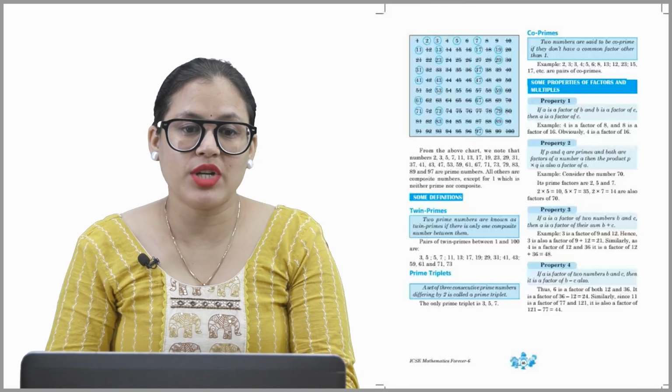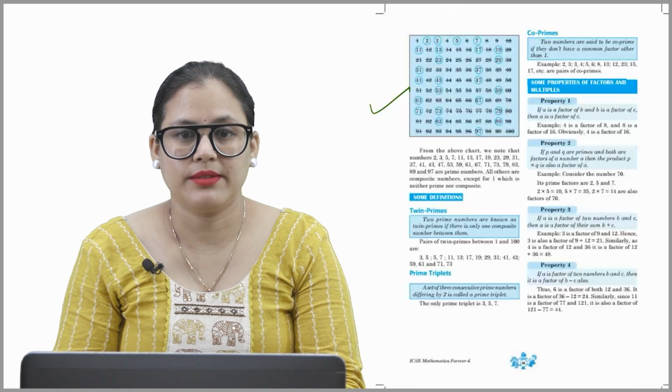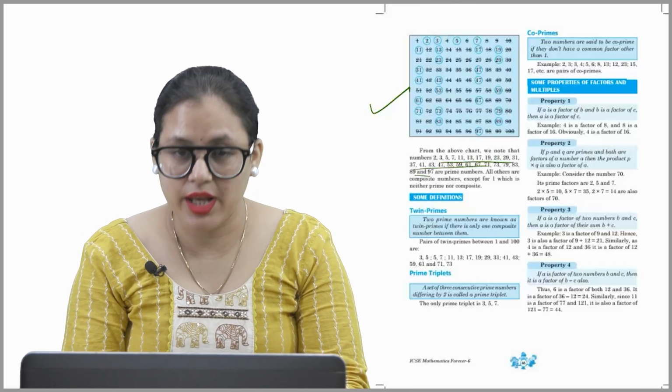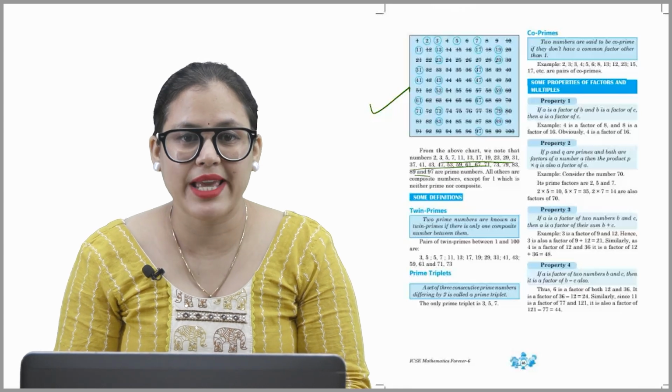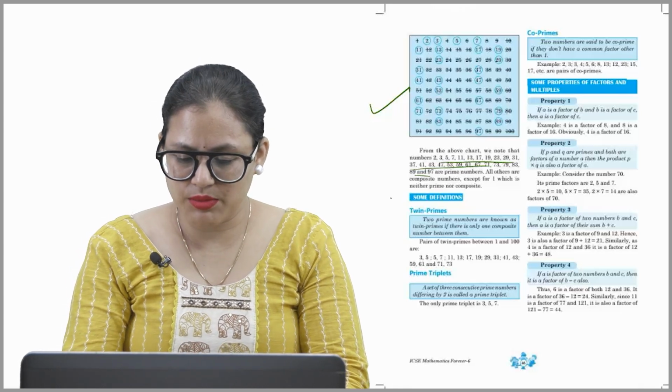Then from the above chart, as you can see here, we note that these are prime numbers and all others are composite numbers except for one, which is neither prime nor composite. Okay, let's learn about some more definitions.